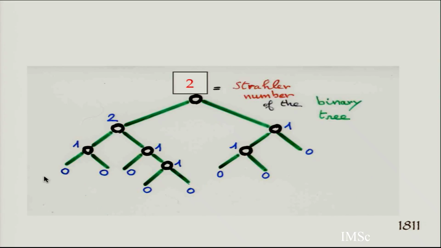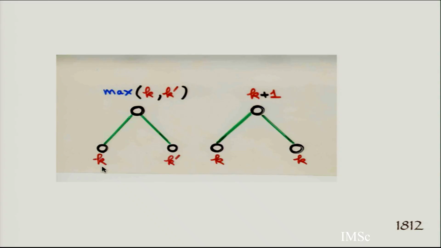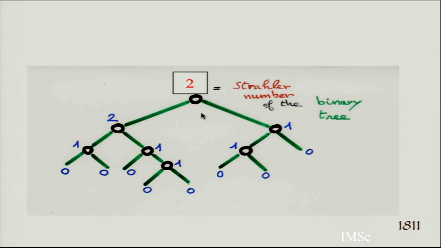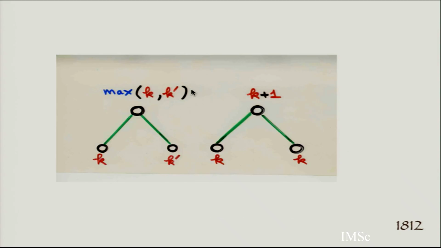You take a binary tree, you put a 0 in every leaf. 0 and 0 give 1, 1 and 1 give 2, but 2 and 1 give 2. So the rule is that if you have labels k and k prime, then the label of the father or the mother is the maximum of k and k prime if they are different, and if they are the same, it is k plus 1. So here 2 is the Strahler number of the binary tree, the maximum label at the root. And I claim that the number of systems of Kepler towers with k towers is the same as the number of binary trees with Strahler number equal to k.